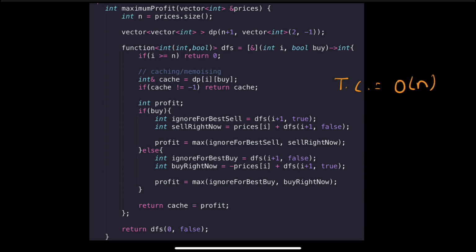And what would be the space complexity? Since we are using an extra DP array of n plus 1 size, and internally we are again using a vector of size 2, but we can ignore this because it is a constant array, right? So the overall space complexity will also become O of n.